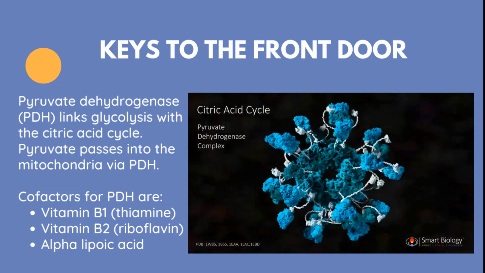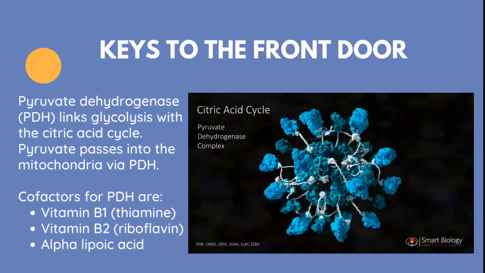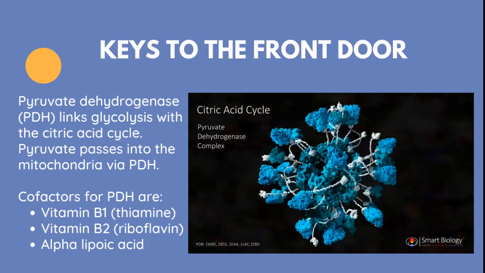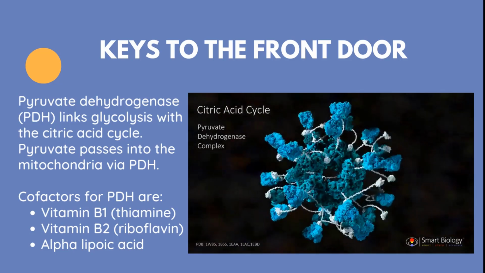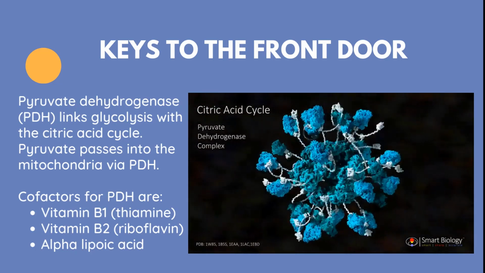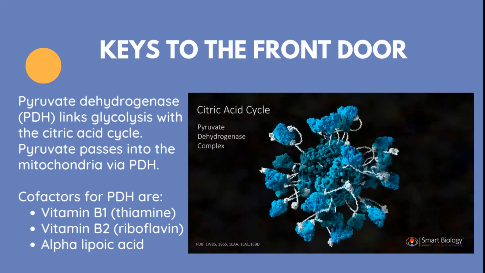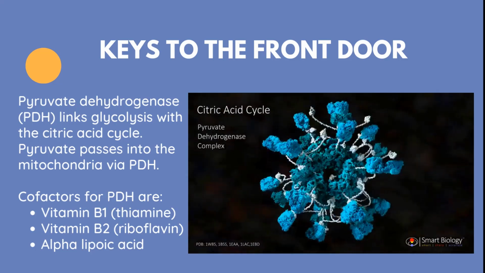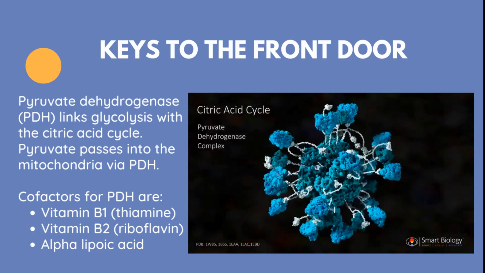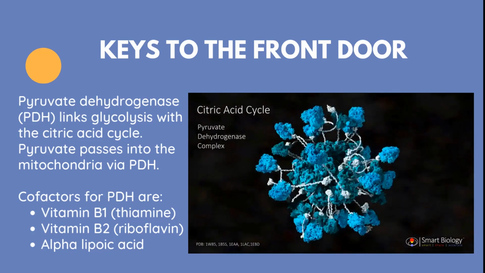And if these vitamin cofactors are not present or at insufficient levels in the body, this key to the front door, the very first step of mitochondrial function and citric acid cycle, doesn't work. So those cofactors are vitamin B1, B2, and alpha lipoic acid. There are 3 subunits of this enzyme, subunit E1, E2, and E3. Subunit E1 is dependent on vitamin B1.